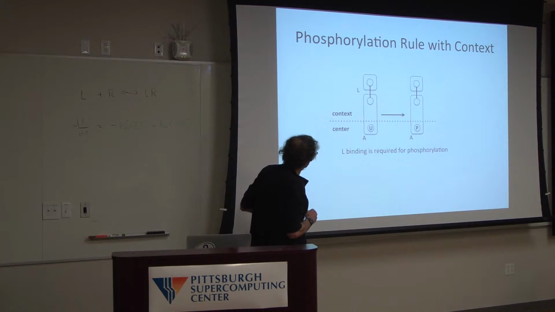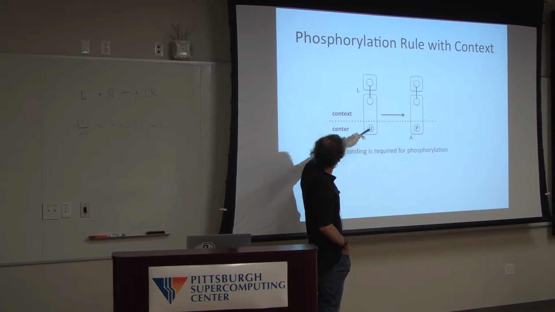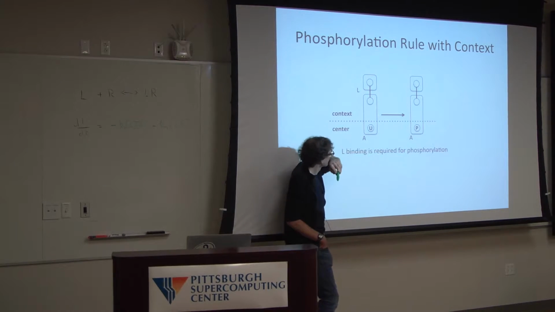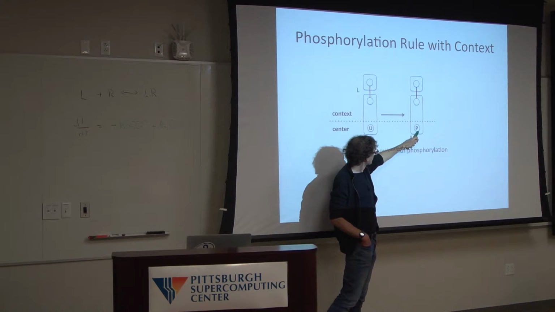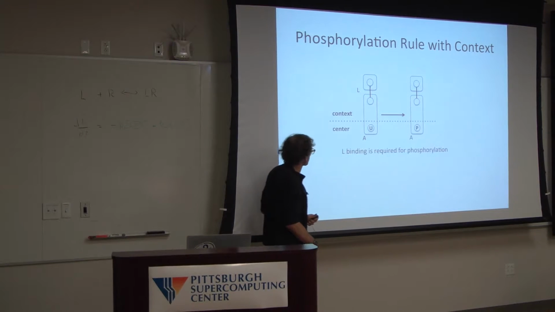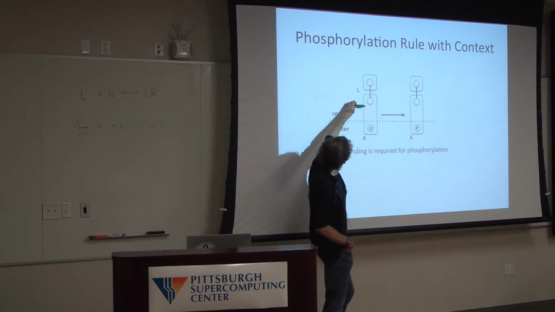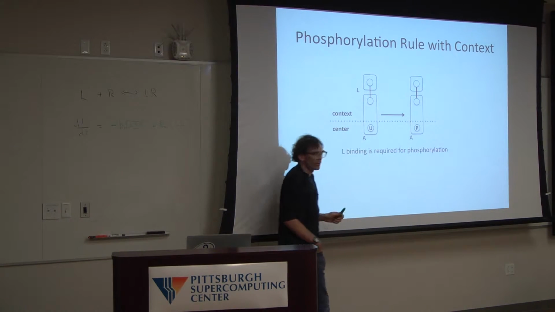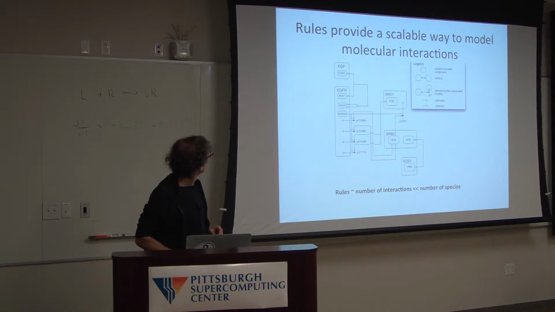Here's an example of a phosphorylation reaction. I talked about binding before. The other main category of reactions that one needs to consider in early steps in signal transduction are post-translational modifications, adding here a phosphate to a tyrosine residue on this A molecule. And I added here the context that the ligand molecule is required to be bound in order for this phosphorylation to occur, a typical kind of signaling process.